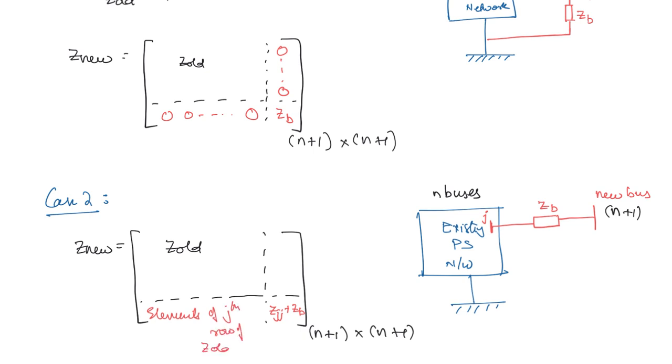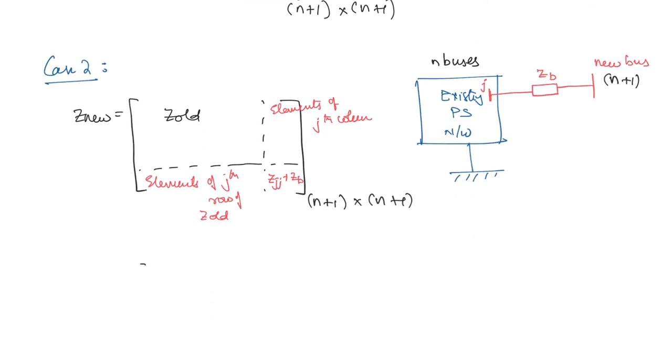Of the old impedance matrix, and similarly the column, you are going to have the elements of the jth column. So you can write this again. Z old is going to be as it is. Now here ZJJ plus ZB, here there is no confusion.